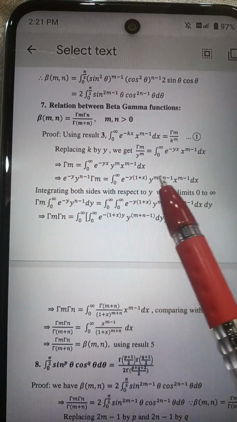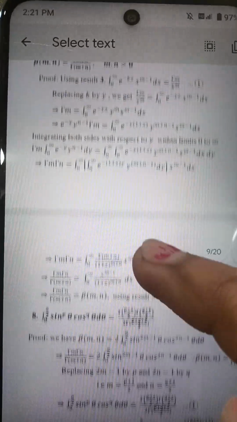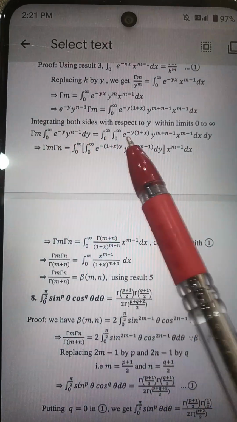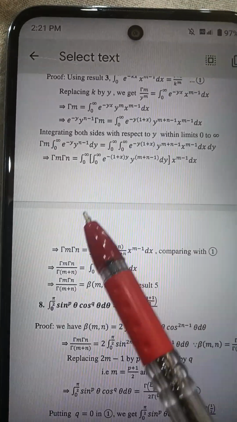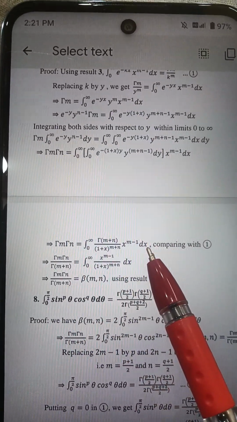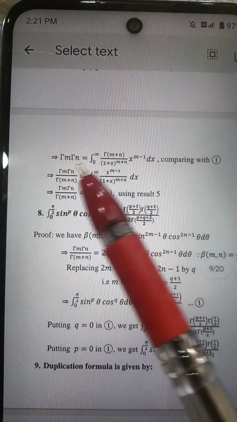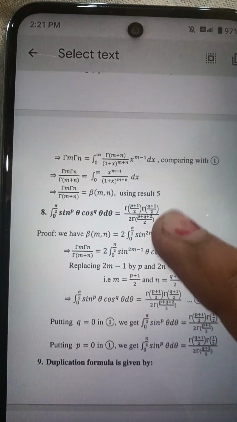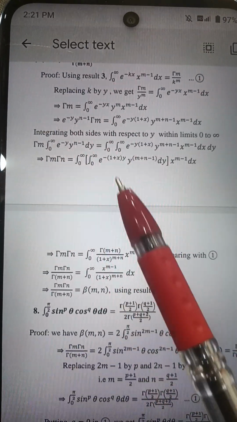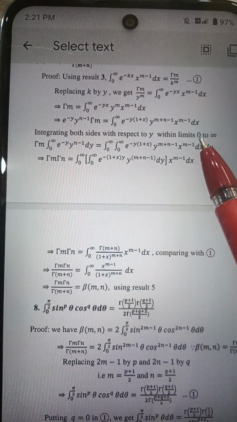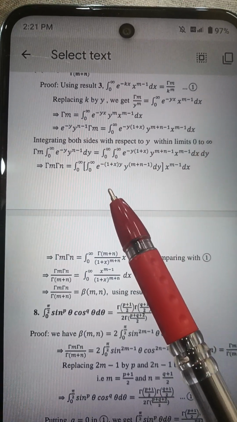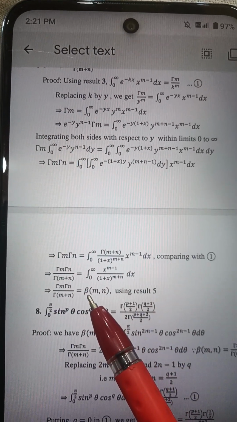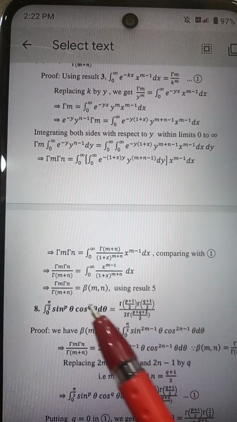We will integrate it with respect to y, taking limits 0 to infinity. After integration we are getting this. Now we will compare, and after comparing it we are getting beta(m,n). I hope this is clear. We have just done the integration, taking the limits 0 to infinity, and after integrating we are getting this result, beta(m,n).